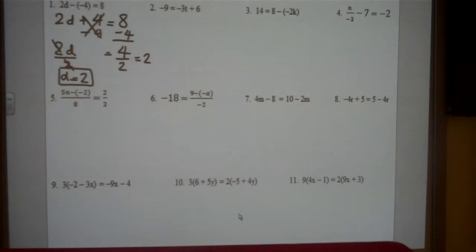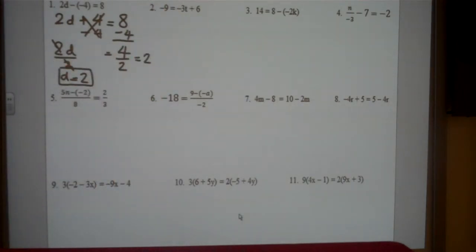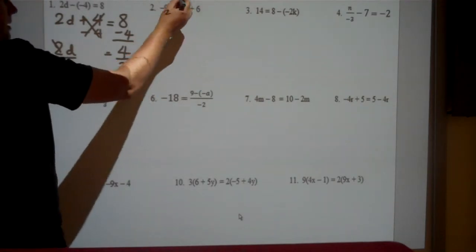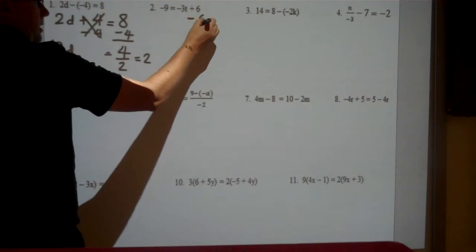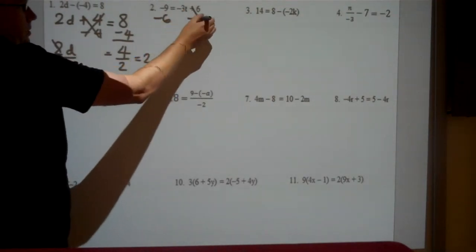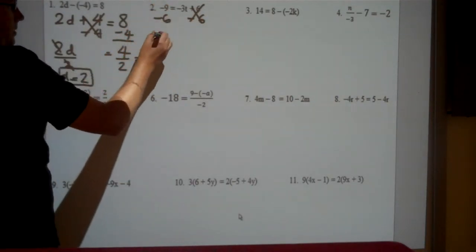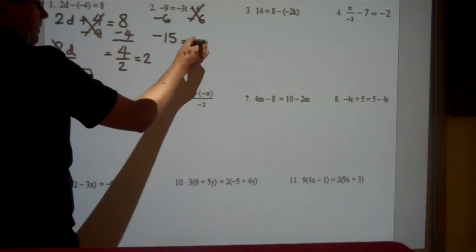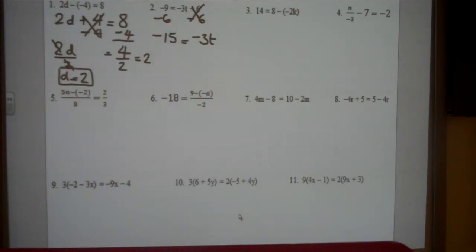Now for my second question, I've got one variable and I've got two numbers. So I want to try and collect my numbers together, but I want to collect them on opposite sides to my variable. So I'm going to bring this positive 6 to the other side. So to do that, I'm going to do the inverse again. So 6 take away 6 cancels, that's why I do this. And then negative 9 take away 6 is negative 15. And I still have negative 3t left on this side.